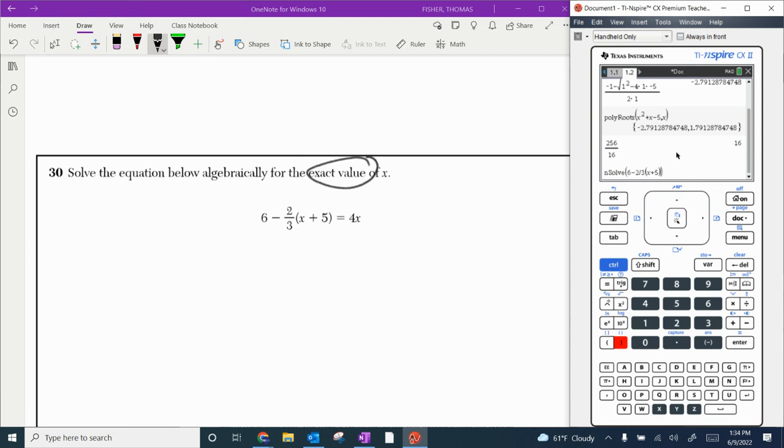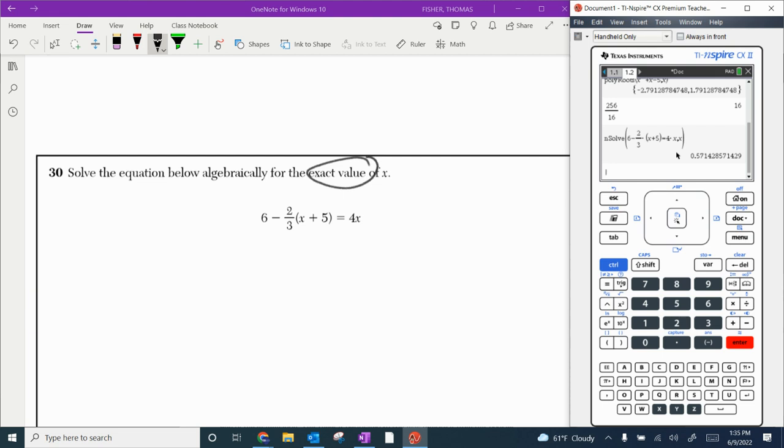Because the question is asking for exact value. An exact value essentially means do not get a random decimal like we just got, okay? And of course, it says algebraically, so it wants you to show steps. I have no steps to show, so that's a problem too. But we want to get to an answer. It's going to be a fraction, it's going to be a decimal. Let's figure out how to do that.